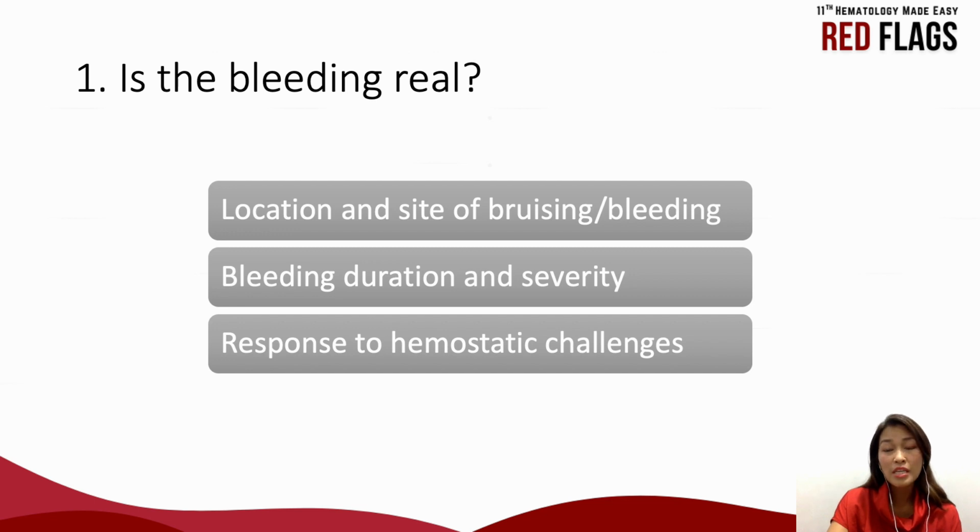When they brush their teeth, do they bleed excessively? But also remember, if there has been no prior hemostatic challenge experienced, a silent bleeding history does not rule out a mild bleeding disorder.